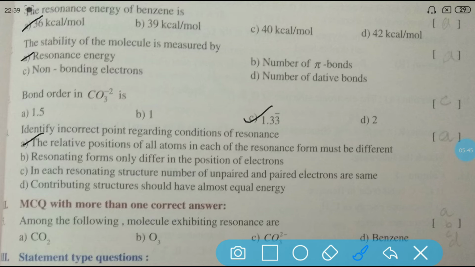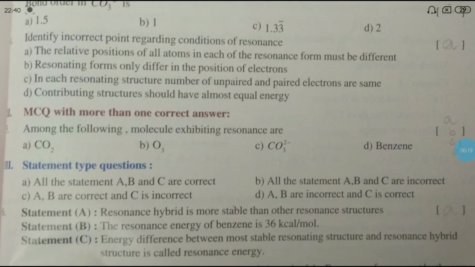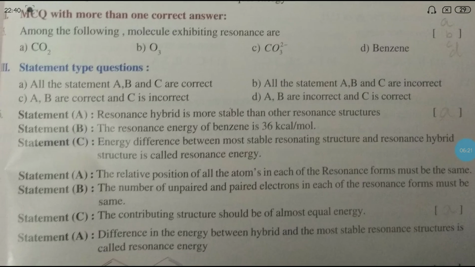Now, resonating forms only differ in the position of electrons. Yeah, that is correct, because just now we have seen a double bond only changing, meaning that the number of electrons only is going to change. So that is the right statement. In each resonating structure, the number of unpaired and paired electrons are the same. This is also a correct statement. Contributing structures should have almost equal energy. Yes, when they are contributing, the structures should have almost equal energy. That is also a right statement. The incorrect statement is option A. Clear? Now we'll move on to the next questions below.